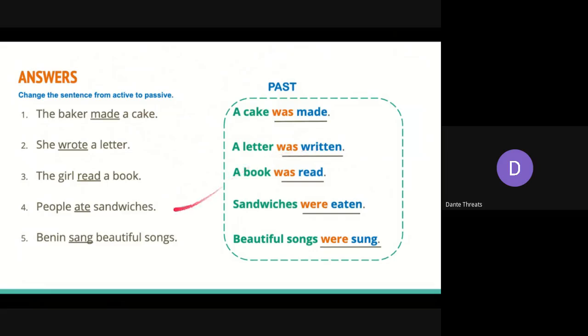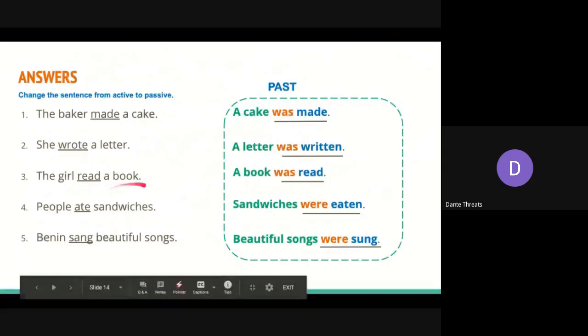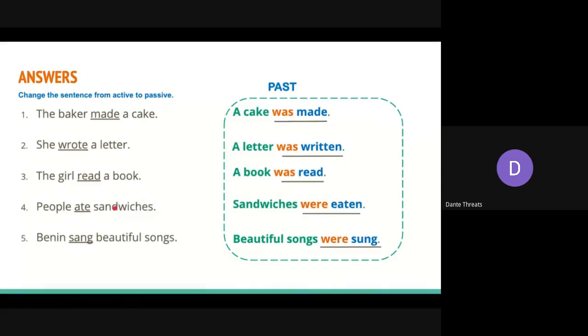All right. Number 3. The girl read a book. A book was read. Yes. All right. Remember our plural rules. Okay. What do we do first with this sentence? We take out the subject. And then we make the object into the subject. Then, yes, we add was or were.